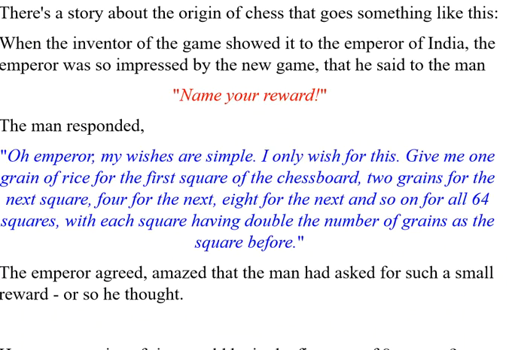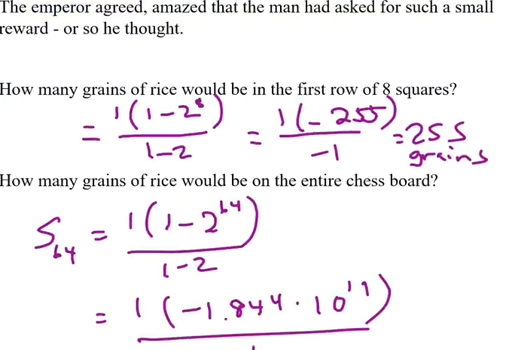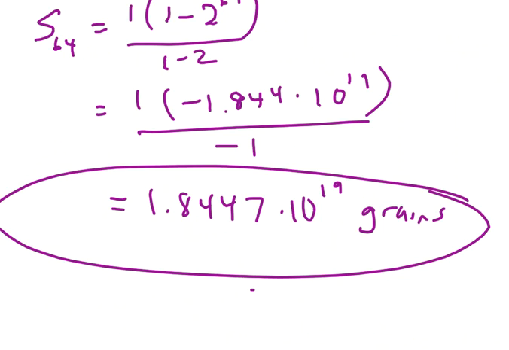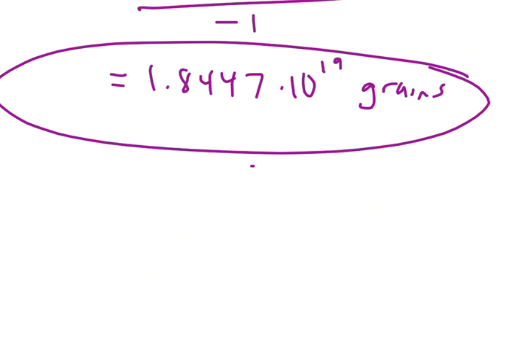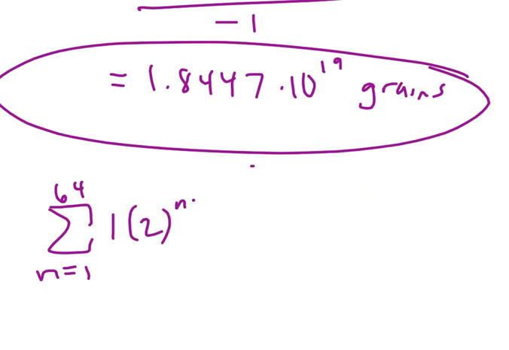Oh, follow-up. If I wanted to write this in sigma notation, this particular problem would be the sum from the first square to the 64th square of the explicit formula, 1 times 2 to the n minus 1. You don't really need the 1 in front of it, but just a follow-up.